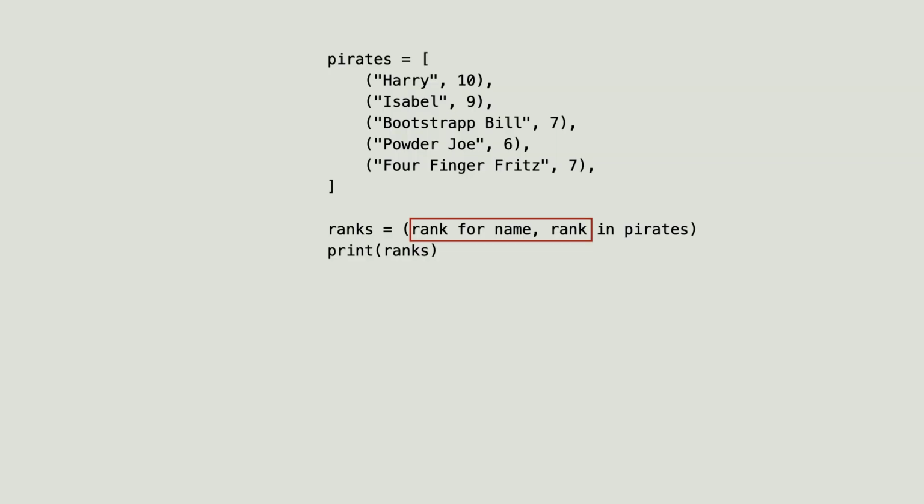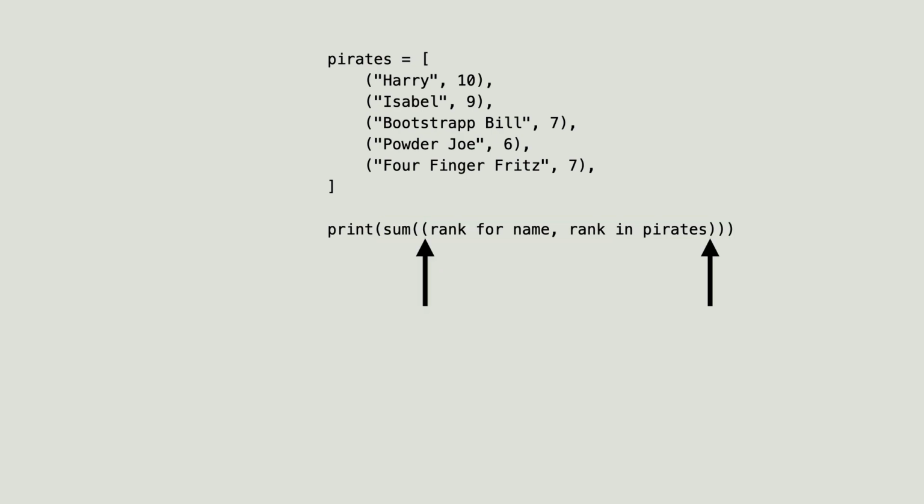First I use tuple unpacking to only get the rank from each pirate. And then sum the list of ranks. And there is the total. I can even do it in a single line of code. And can compact it even more by removing the inner brackets. And that is how that works.